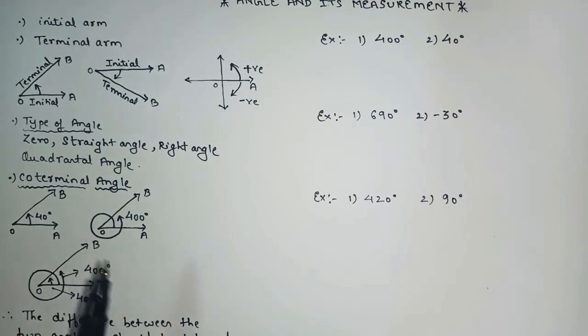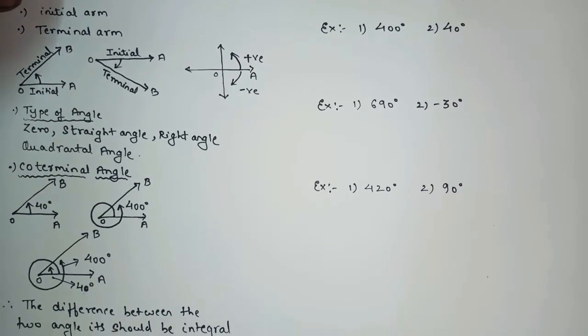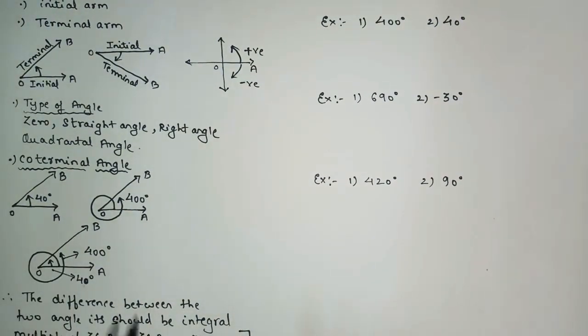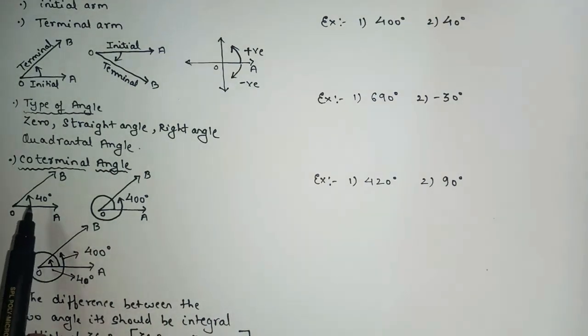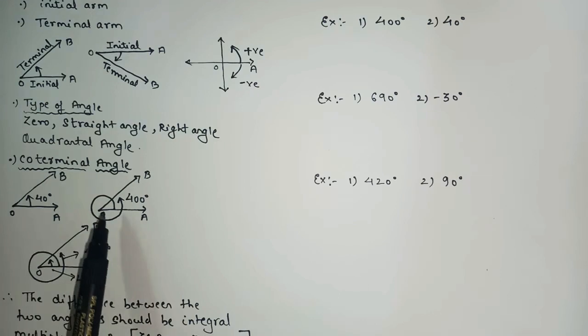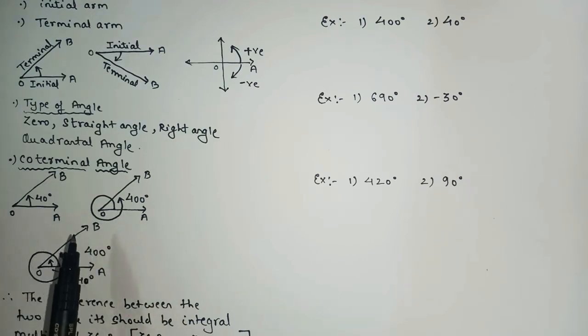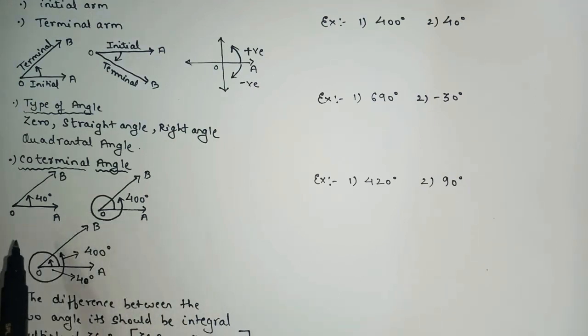Okay, this is the perfect definition in simple language. We'll see, if we place these two angles one above the other and their initial and terminal arms coincide, then we can say it is a coterminal angle.